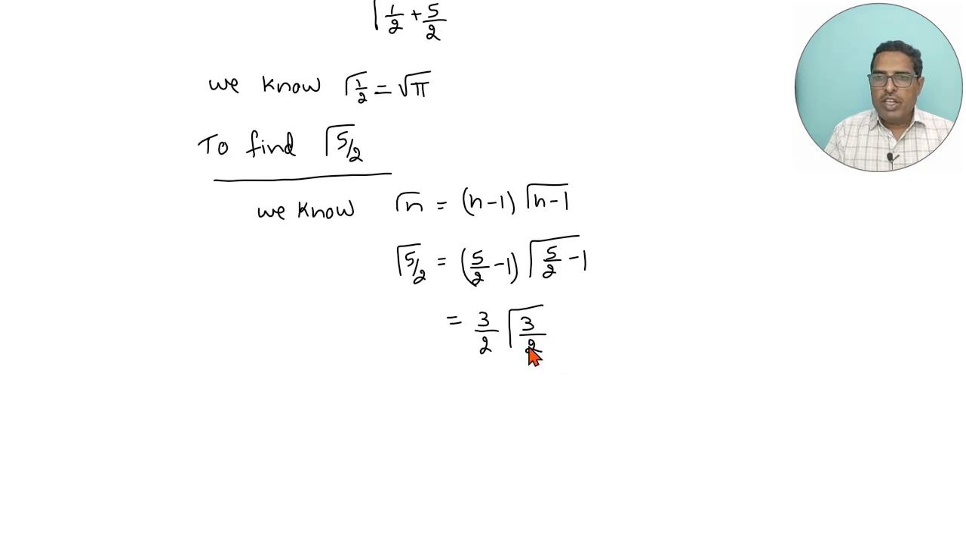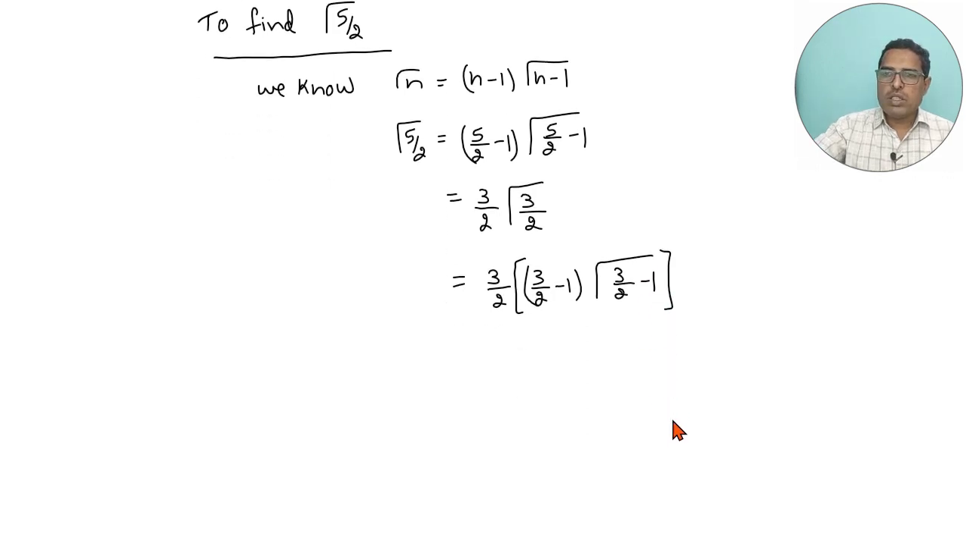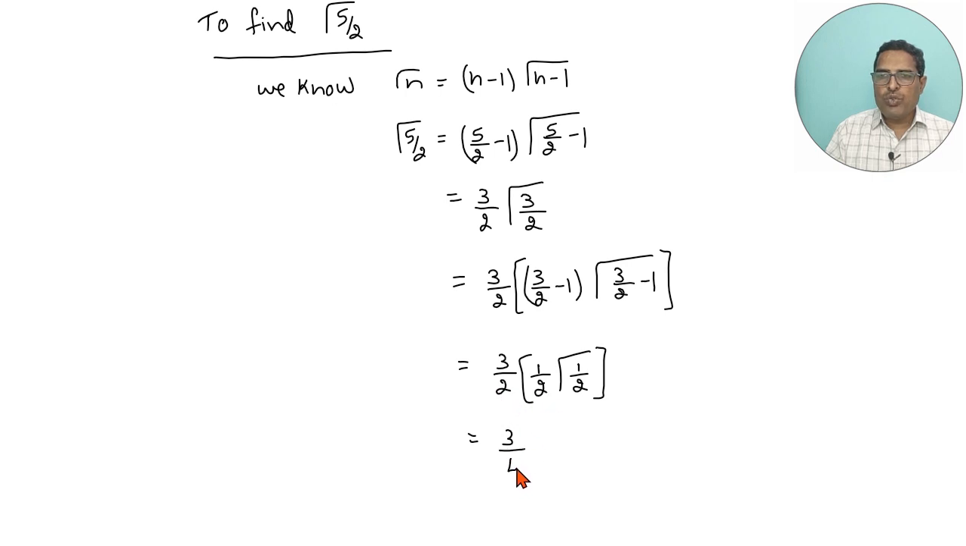So again we are getting 3 by 2. Once again I can use the same formula. So 3 by 2 as it is. Let me use this formula. Now n will be 3 by 2. So it will be 3 by 2 minus 1 into gamma of 3 by 2 minus 1. So this is nothing but 3 by 2 times 1 by 2, because 3 by 2 minus 1 is 1 by 2. So this is nothing but 3 by 2 times 2 is 4. And what is gamma of half value? Gamma of half value is root of pi. So we have got the value of gamma of 5 by 2.